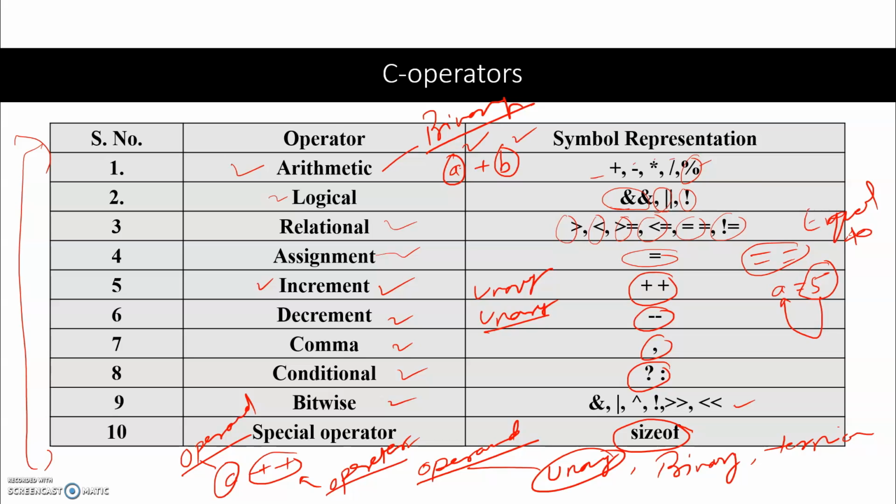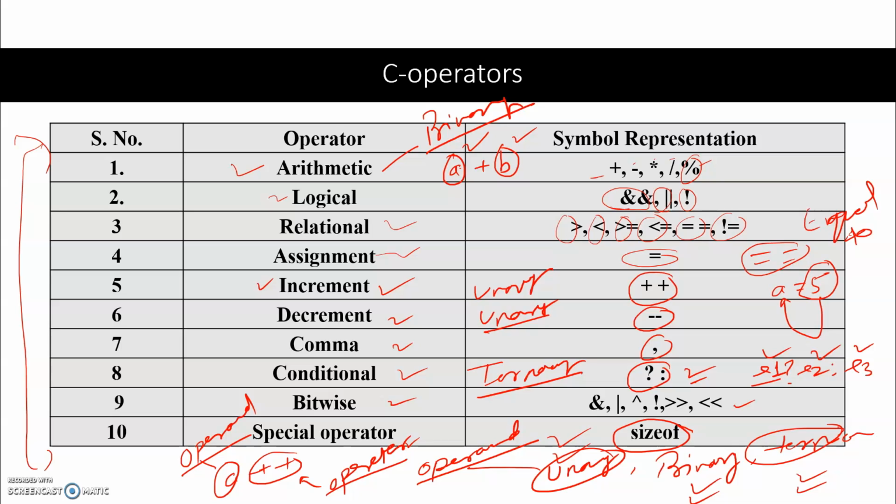And the third is the ternary operator. If you are using the conditional operator, then you are going to use three operands, like expression 1 question mark, expression 2 colon, expression 3. Here this is your first operand, this is your second operand, and this is your third operand. So the conditional operator is your ternary operator. If you have only one operand with an operator, it is a unary operator. If two operands, binary operator. If three operands, then ternary operator.